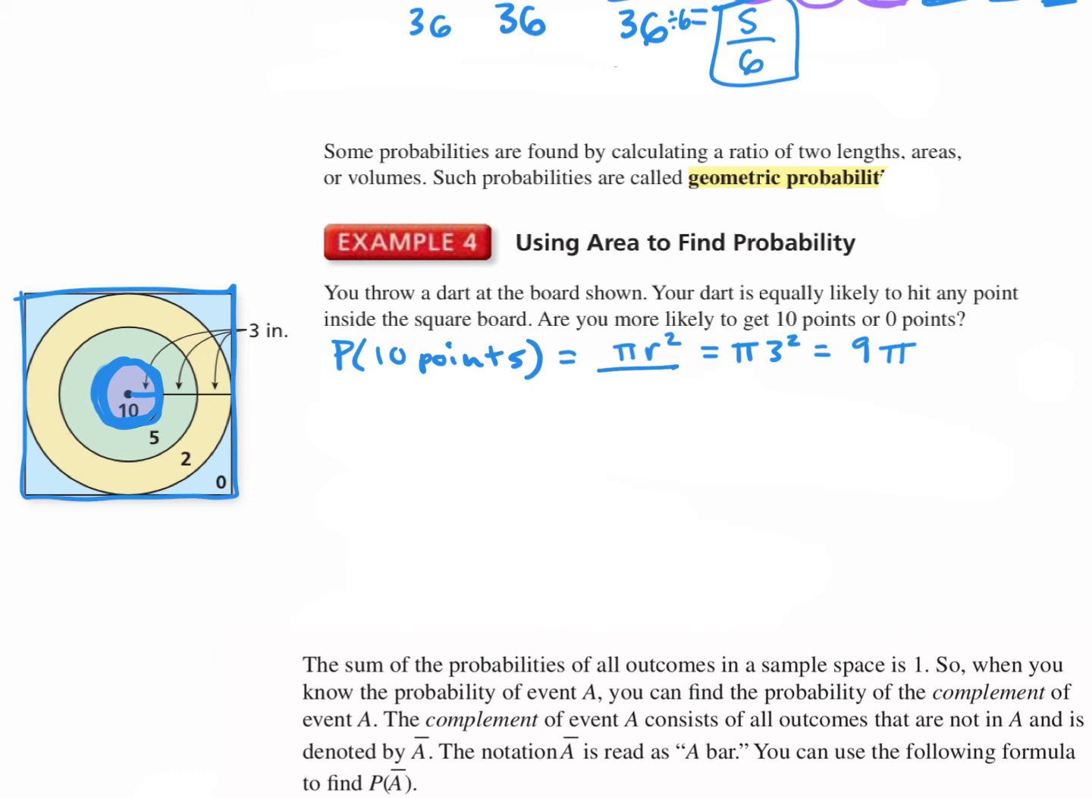So what is, well, how do we find the area of a square? Length times width. So what is the length here? 6. So if this is 3, and this is 3, that would be 9, and 9 is just half of it. So what's the length of the whole thing?